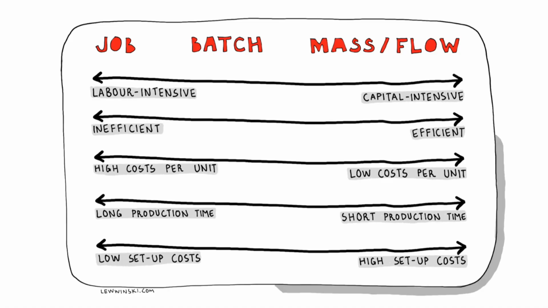Job production is mostly labor intensive, it relies on labor and employees. Mass production is mostly capital intensive, it relies on machinery and equipment. And batch production is somewhere in between. Now you can use the same logic for the remaining 4 spectrums: efficiency, costs per unit, production time, and setup costs.